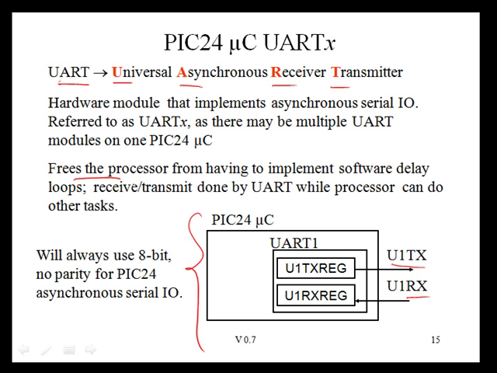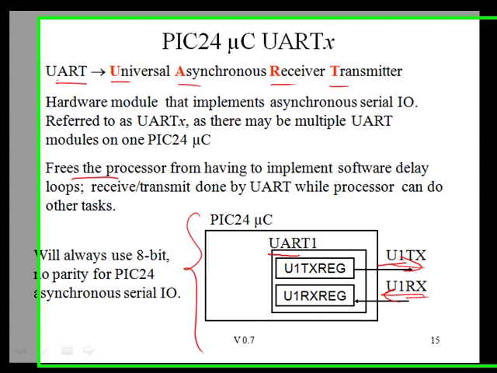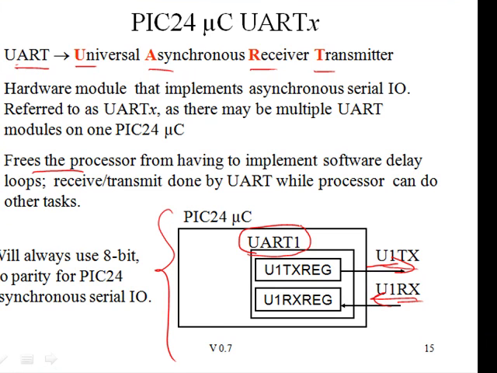This frees the processor from having to implement these functions in software, so the PIC-24 can be doing other things while the hardware module is either transmitting data out or receiving data in. The particular PIC-24 referenced by the book only has one UART module referred to as UART1, but other family members can have multiple UART modules on the same chip.